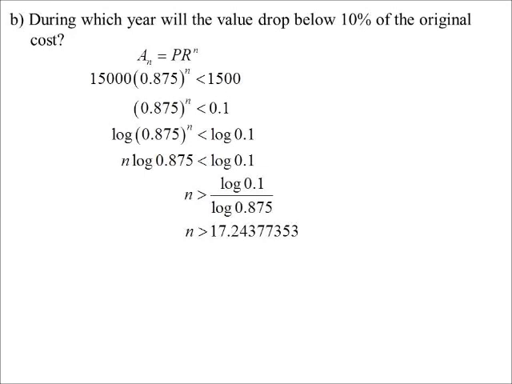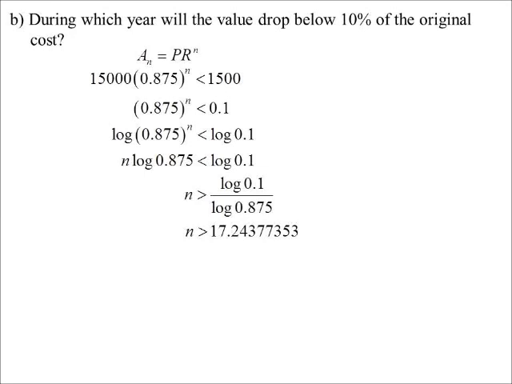Now we have to solve this inequality. Logs, looks like we're going to use. Log both sides, bring the n to the front, divide by log of 0.875, but that of course is a negative number, any log less than 1. So change the sign, you change the sign.